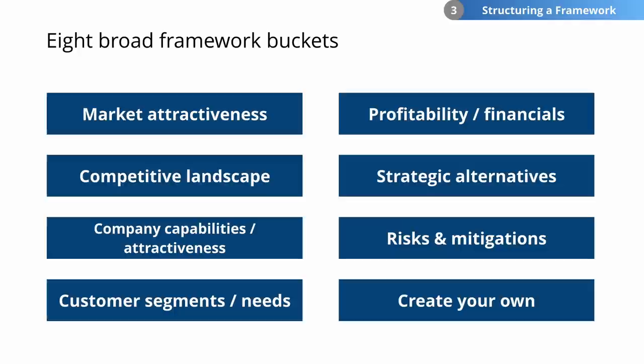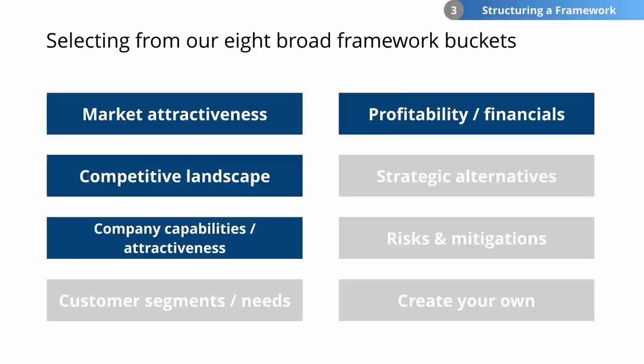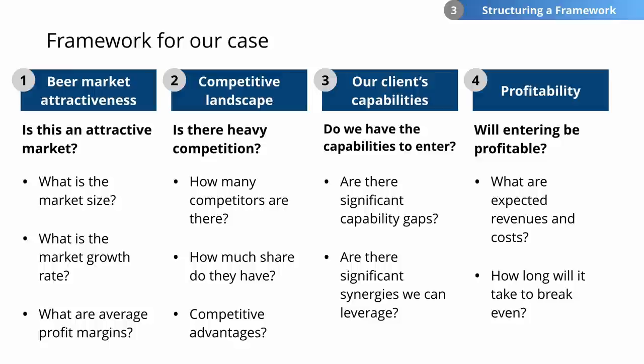Using this strategy for this case, you would run through your list of memorized business elements and select the following: market attractiveness, competitive landscape, company capabilities, and profitability. As you can see, this strategy is a shortcut for creating unique, tailored frameworks for every business problem. You do not need to develop a framework entirely from scratch each time. Now that you have your framework, turn your paper to face the interviewer and walk them through it.